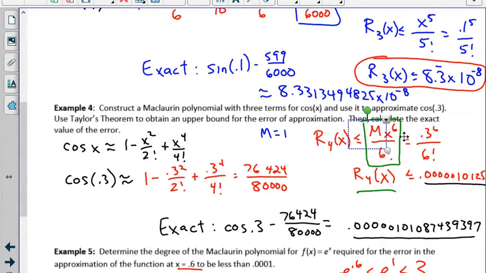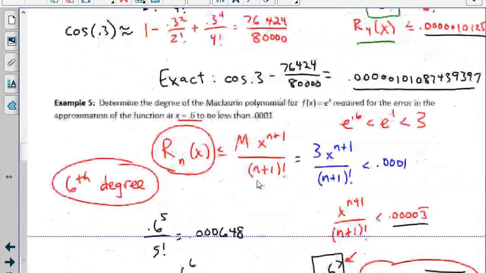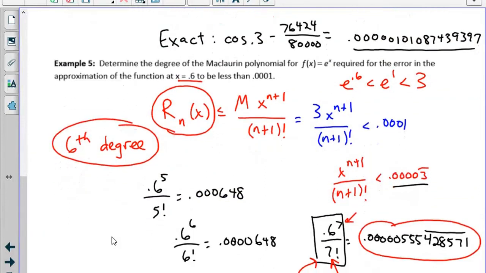I take m and substitute 1 in, and then I put 0.3 in for x, and I figure out that my remainder is 0.00000010125. If I find the exact value of it, it's 0.00010100874393997, which is smaller than what we said our maximum possible remainder is, which is good. It's also pretty close. So now, what if I have to determine the degree of a Maclaurin polynomial required for the error to be less than 0.0001? So in that case, I'm basically working backwards.